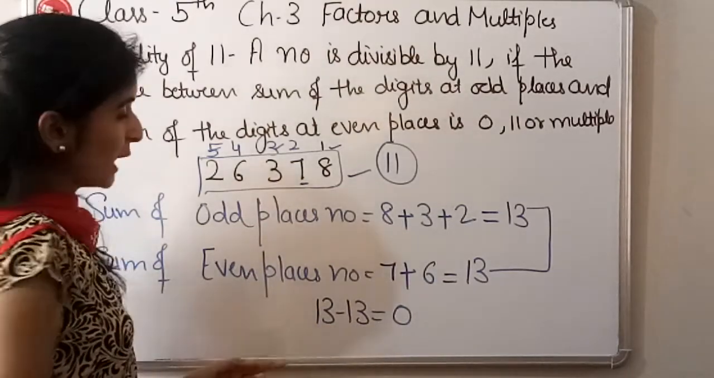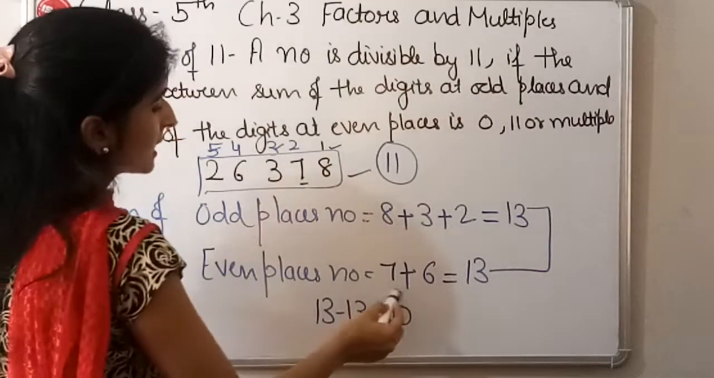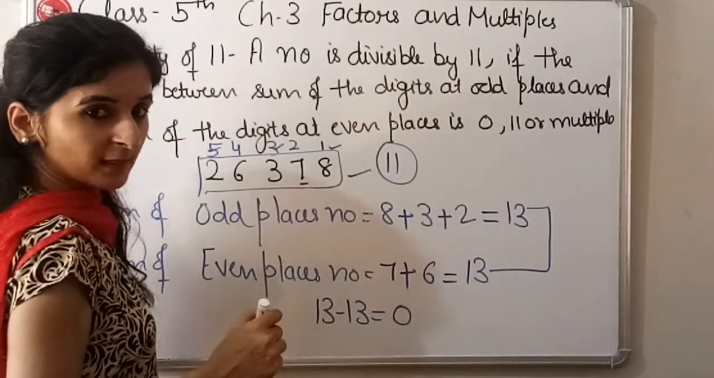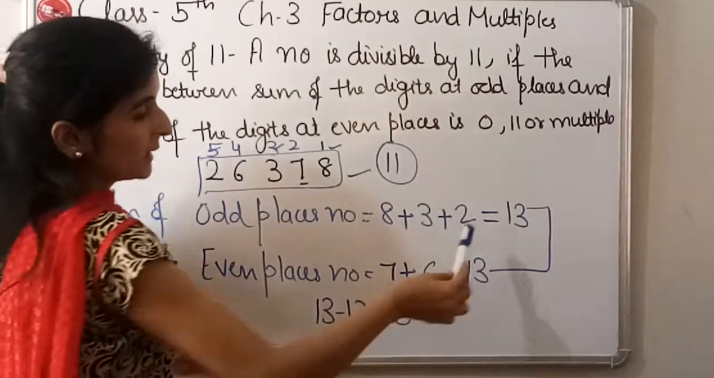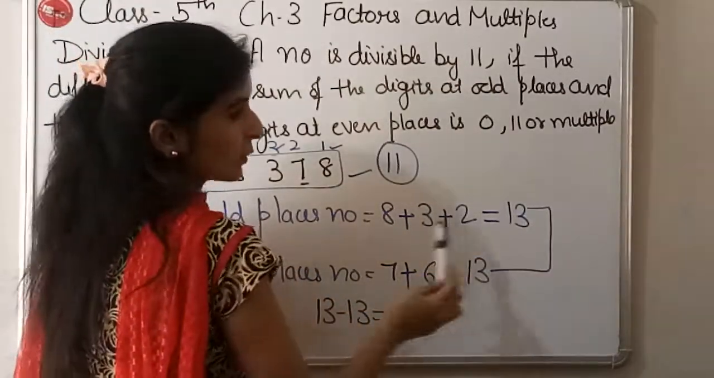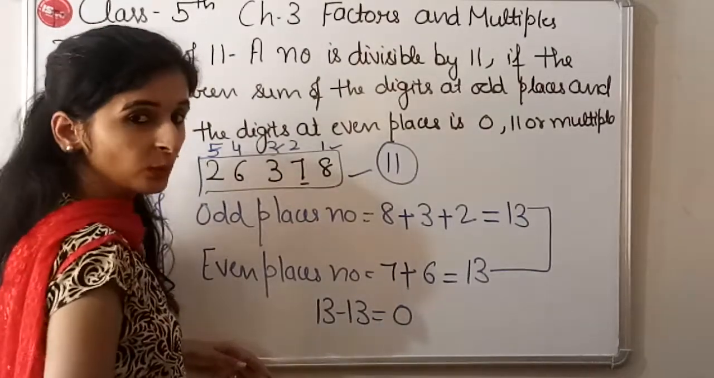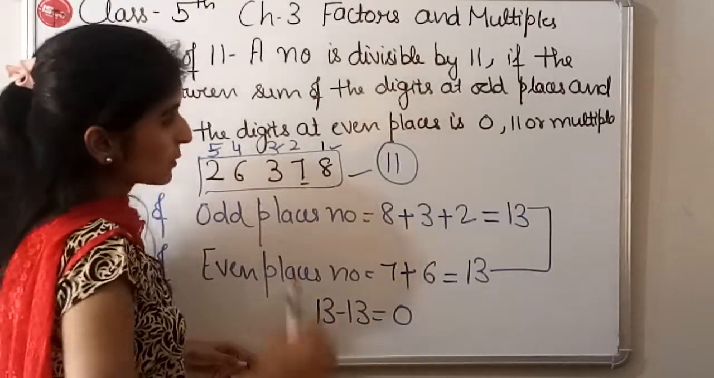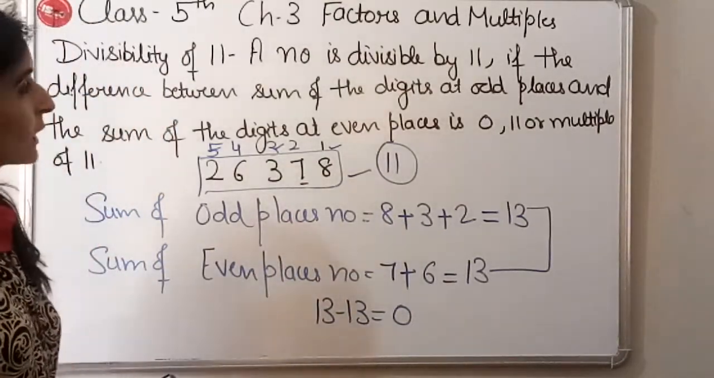And in the next step we have to find out the sum of these odd places numbers and even places numbers. Clear? And the last step is, then we have to find out the difference of these two numbers. So 13 minus 13 is equal to 0. Clear? So that is how we have to check the divisibility of 11.